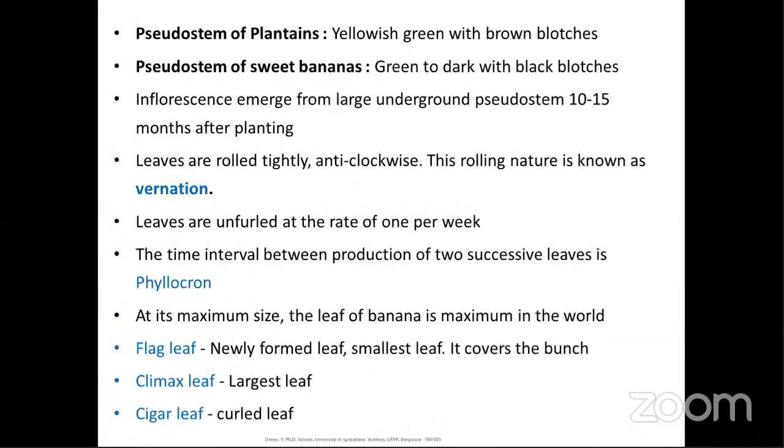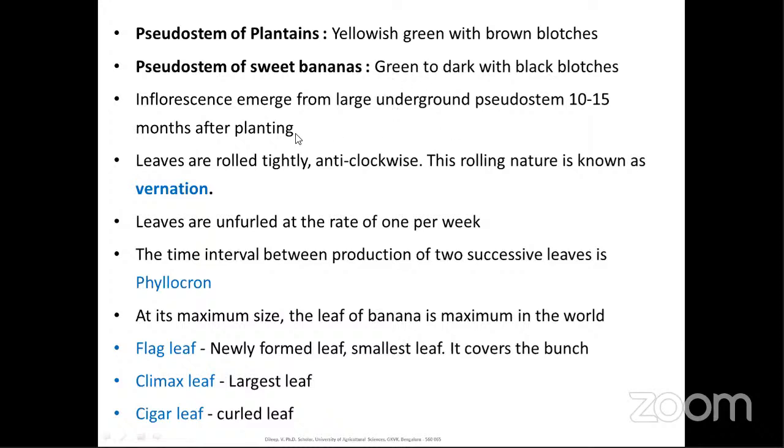So now the pseudostem of plantains. These are also contrasting features. Plantains have a yellowish green pseudostem with brown blotches, and the pseudostem of table bananas, that is sweet bananas, is green to dark green with black blotches. Okay, when you see any images, you will get an idea.